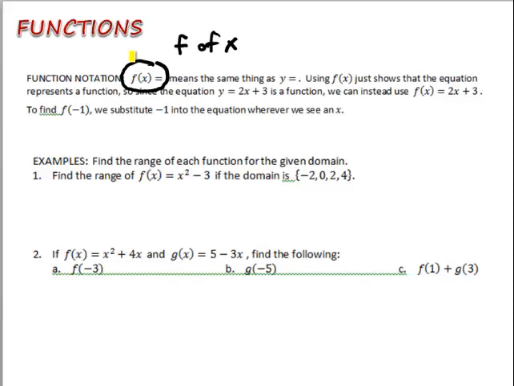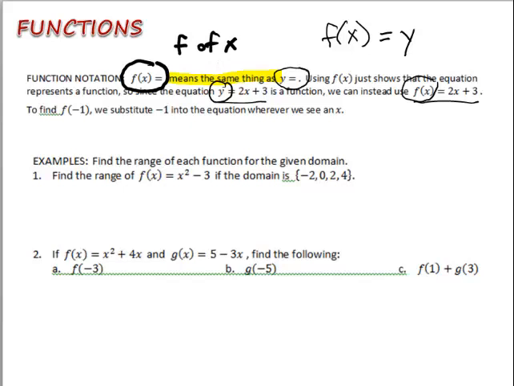Well, all f of x means is the same thing as y equals. So f of x and y mean the same thing, okay? So that should be easy for you, okay? We use f of x just to show that the equation represents a function, all right? So since the equation y equals 2x plus 3 is a function, we can instead use f of x equals 2x plus 3. You notice all I did was change the y to an f of x, okay?